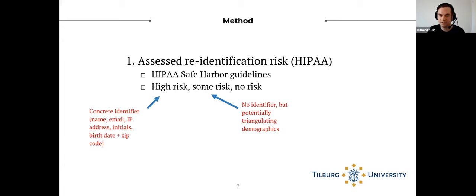We categorize an additional set as some risk. This was data sets with rich demographics, which you could feasibly combine and identify at least some of the individuals in those data, especially if there were outliers, for instance, maybe an outlier on age within a certain university major or something like that.